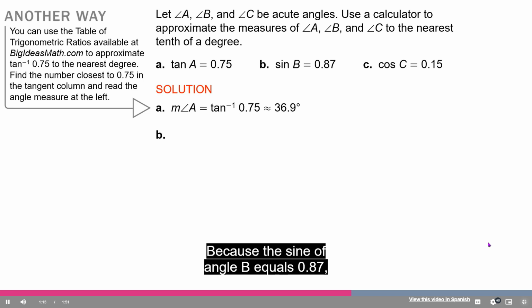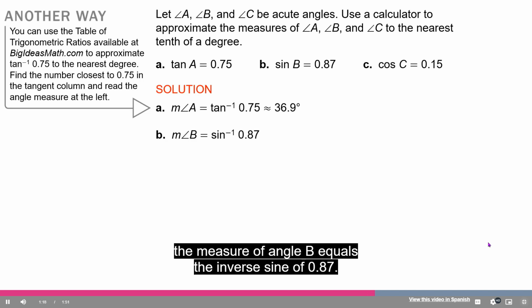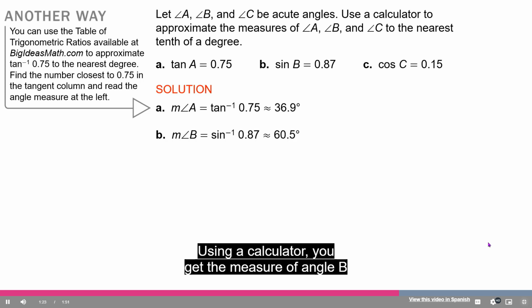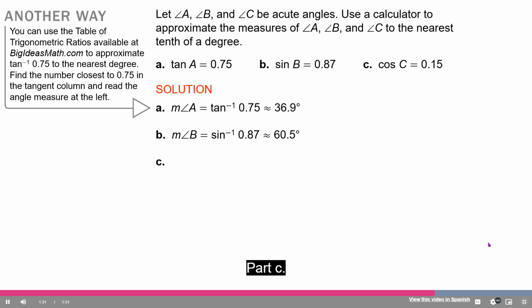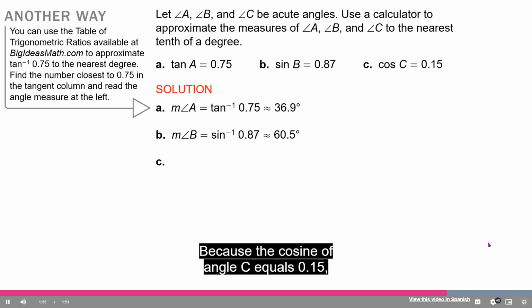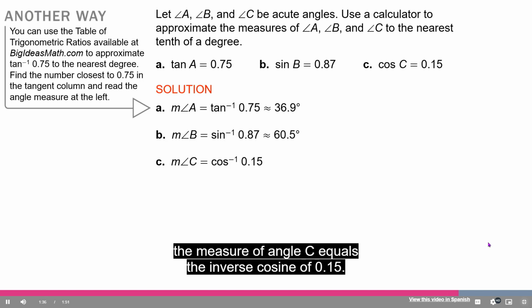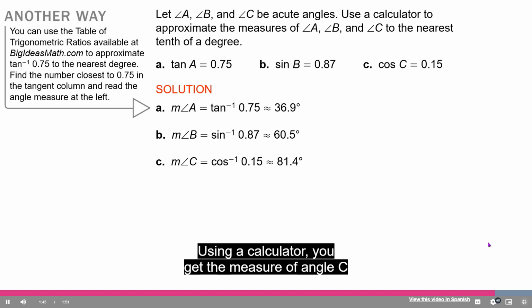Part B. Because the sine of angle B equals 87 hundredths, the measure of angle B equals the inverse sine of 87 hundredths. Using a calculator, you get the measure of angle B is approximately equal to 60.5 degrees. Part C. Because the cosine of angle C equals 15 hundredths, the measure of angle C equals the inverse cosine of 15 hundredths. Using a calculator, you get the measure of angle C is approximately equal to 81.4 degrees.